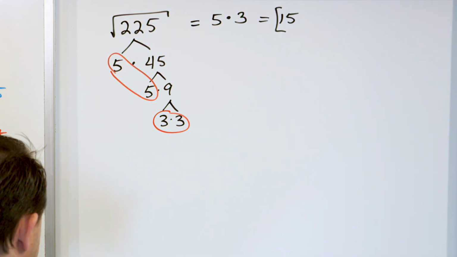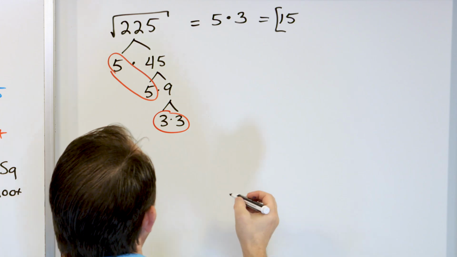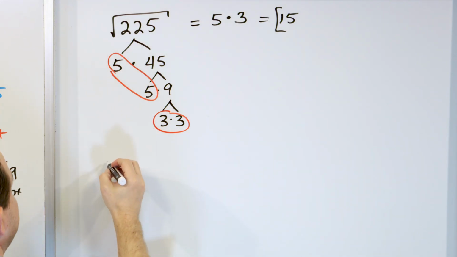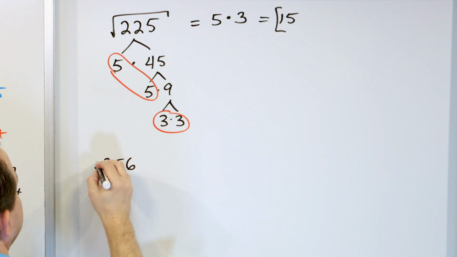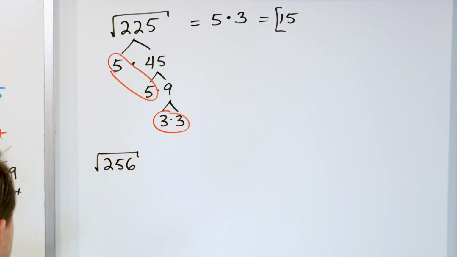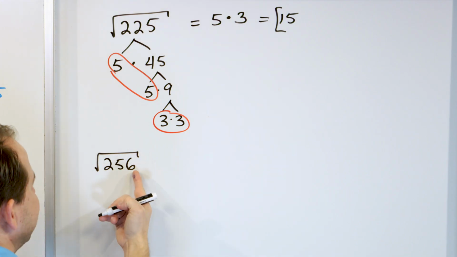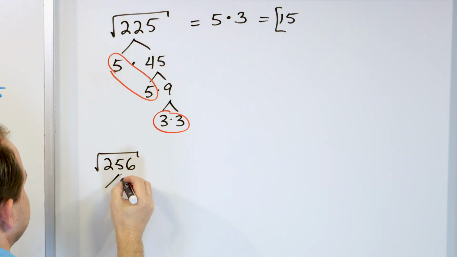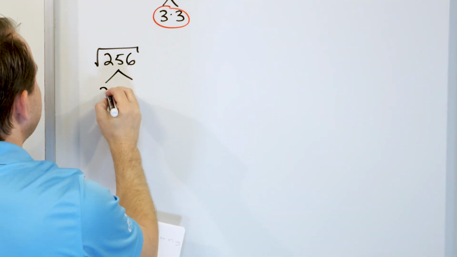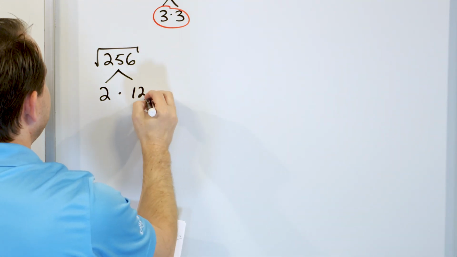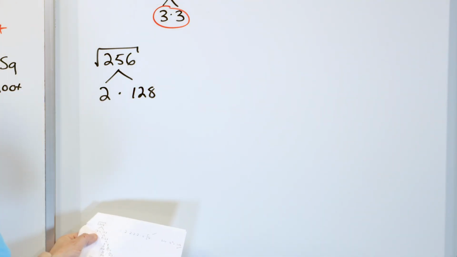So let's look at one that's a little more complicated than that. Let's go over here and say, instead of 225, let's say 256. What's the square root of that? All right, what's that? I have no idea if that's a perfect square or not, but I do know that this is an even number because it ends in a 6. So I'm going to get my calculator out, and I'm going to take 256 divided by 2, and I'm going to figure out that 2 times 128 is what 256 is equal to.